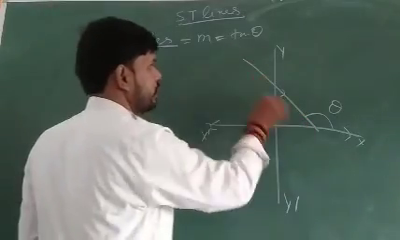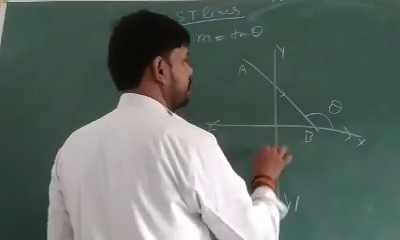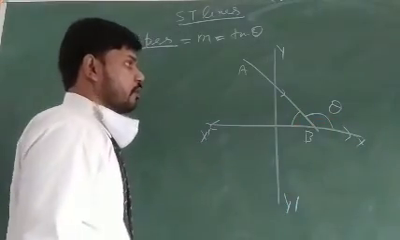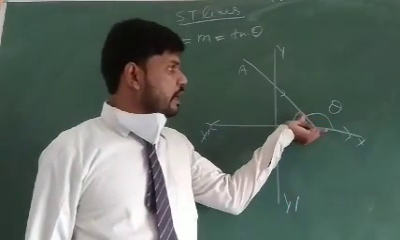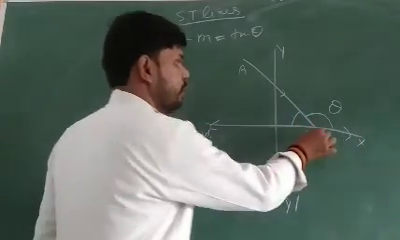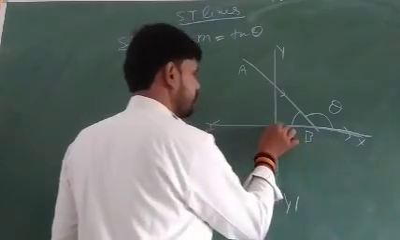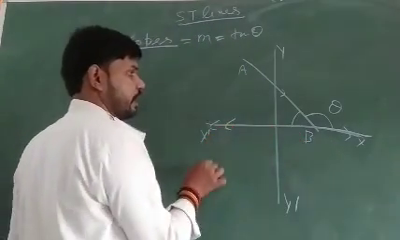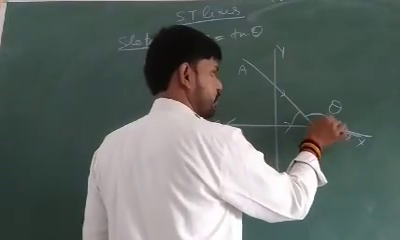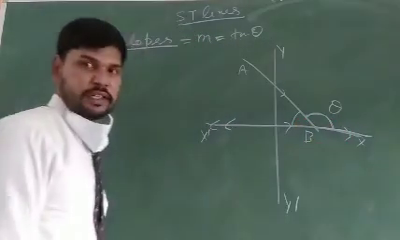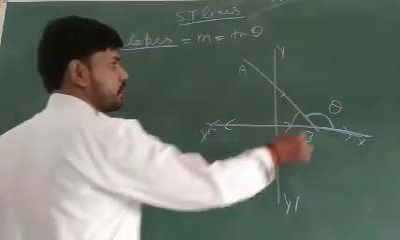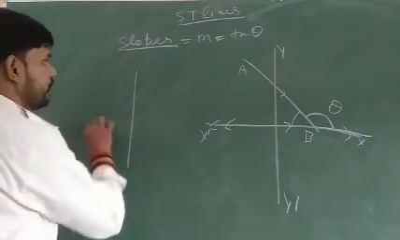Suppose this is a line A to B, and this makes an angle, this and this. But what we need to consider is the angle which is made with the positive direction of x-axis. This is the positive direction of x-axis, and this is the negative direction of x-axis. The angle the line makes with the positive direction of x-axis is considered as theta. So tan theta will be the slope.